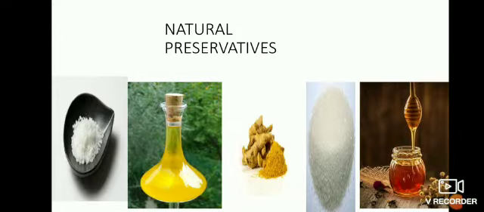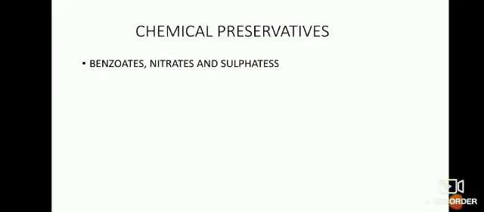Next, we are having preservatives. What do you mean by preservatives? The materials or substances that we use in preserving food are called preservatives. Now, you are seeing here natural preservatives like salt, oil, turmeric, sugar, and honey. Next, we are also having another type of preservatives called chemical preservatives. They are benzoates, nitrates, and sulfates.